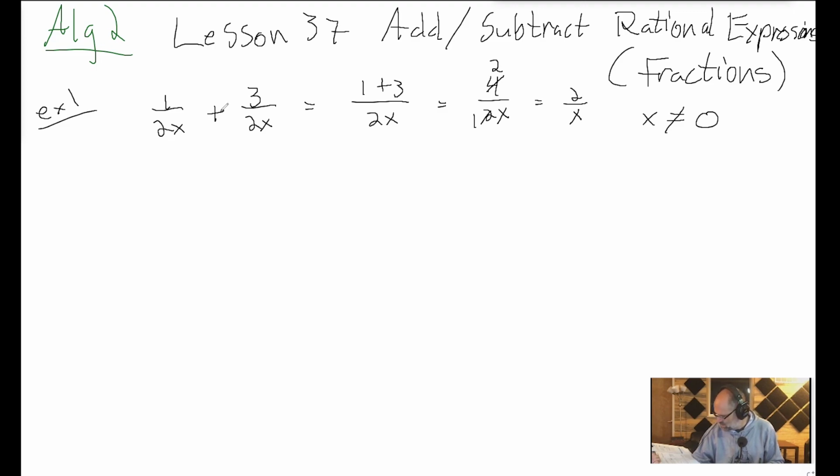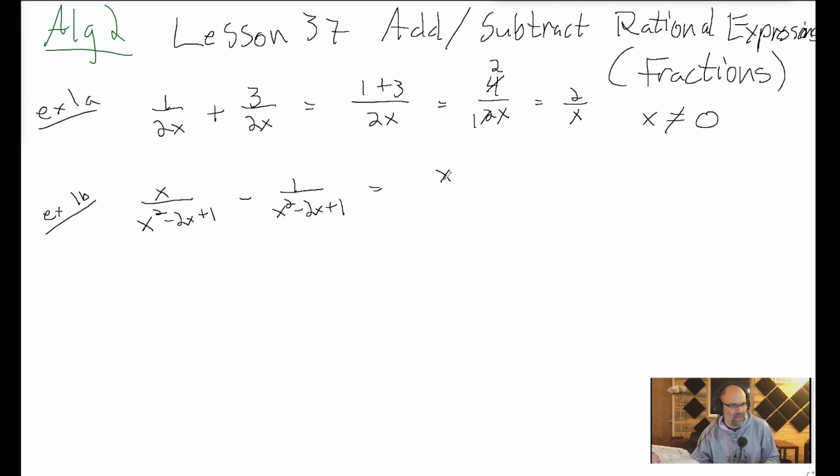Right? Well, same thing. That was 1a, 1b. Doesn't matter what the denominator looks like. If you have x over x squared minus 2x plus 1 minus 1 over x squared minus 2x plus 1, well, then you would just have x minus 1 over x squared minus 2x plus 1.